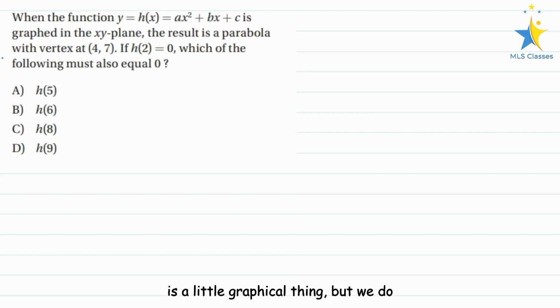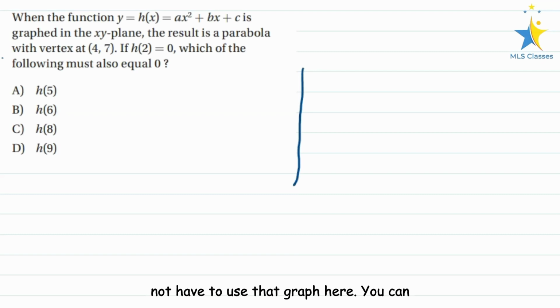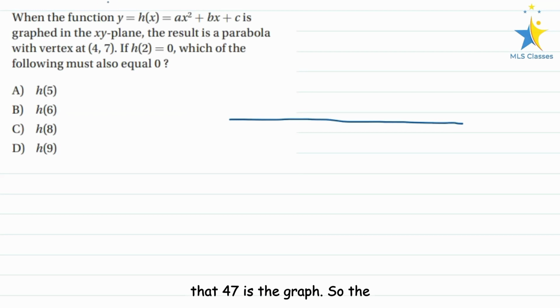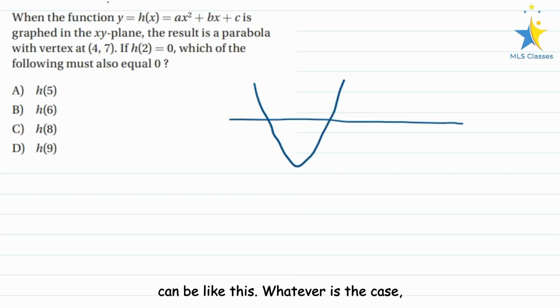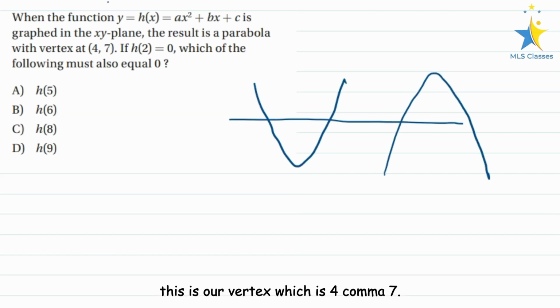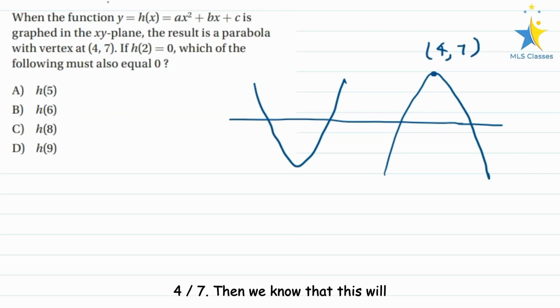So it's a little graphical thing, but we don't have to use the graph here. You can see what we will be doing here. It says that (4, 7) is the vertex. So the parabola either can be like this or can be like this. Whatever is the case, this is our vertex which is (4, 7). Suppose this is the case. Then this one is (4, 7). And if this is (4, 7), then we know that this will be symmetric about this axis. So whatever the distance of one 0 from here, the same distance should be the other 0. Because we know that this parabola is symmetric about this axis.